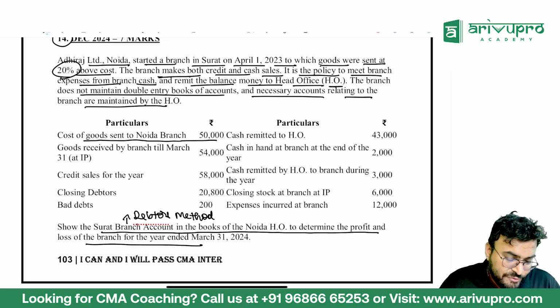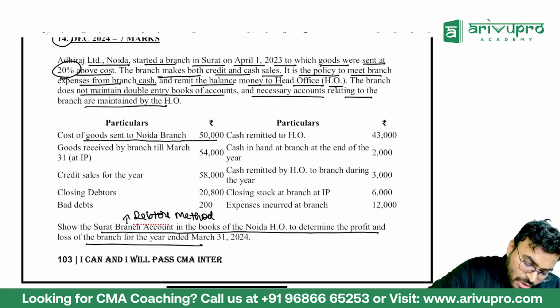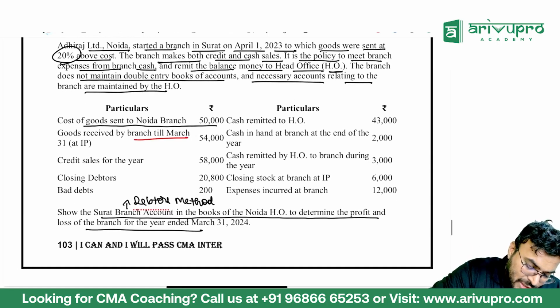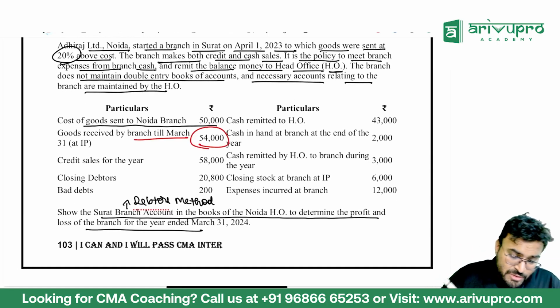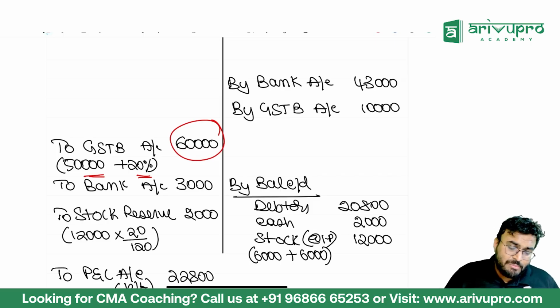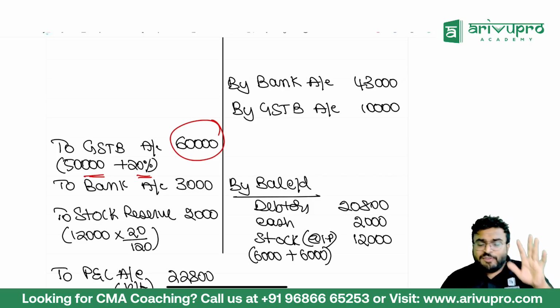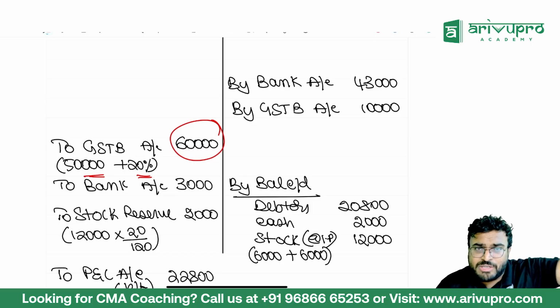Yes. Now, after that, goods received by branch till 31st of March at invoice price. We sent how much? 60,000. But they received how much? Only 54,000. That means 6,000 will be considered as stock in transit. Still goods are going, but it is the closing stock for the branch only. We have already sent, so it should be in the closing stock.